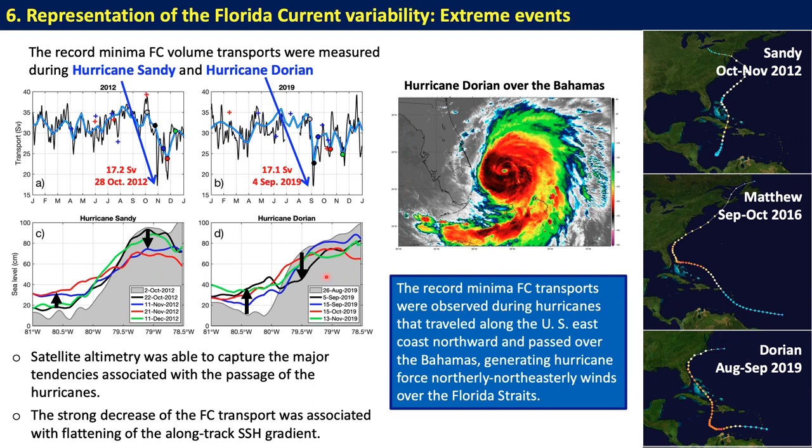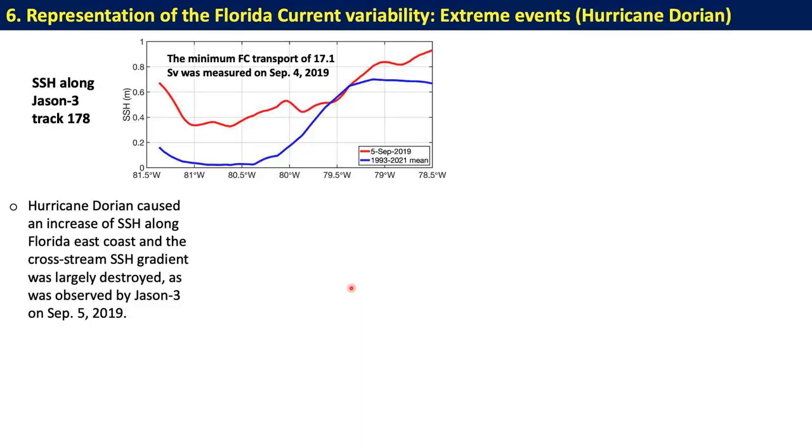So, as I mentioned, when weather is unfavorable, it's not feasible to carry out any ship sections. And therefore, it is of particular importance and interest to explore to what extent satellite altimetry could substitute for the cable and ship measurements during extreme weather events. The record minimum of Florida current volume transport was measured by the cable on September 4th, 2019, and it was 17.1 Sverdrups. It was when Hurricane Dorian was hovering for a few days over the northern Bahama Islands.